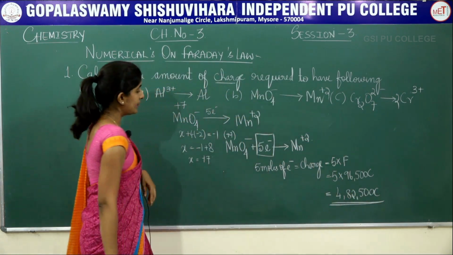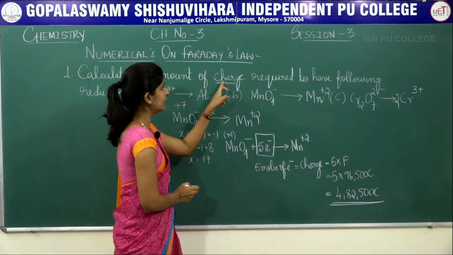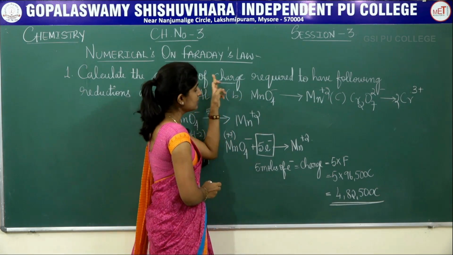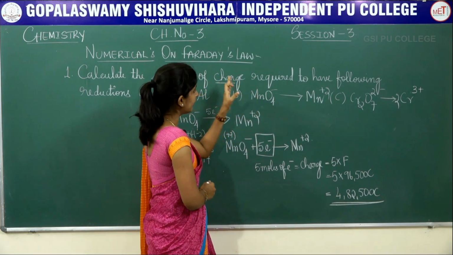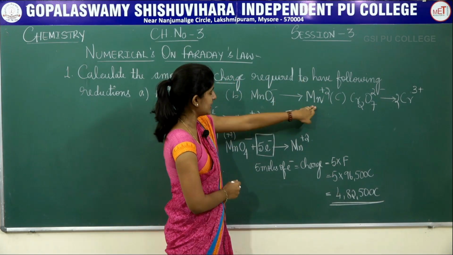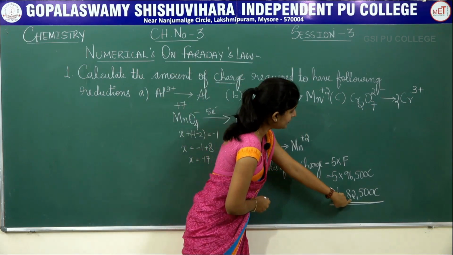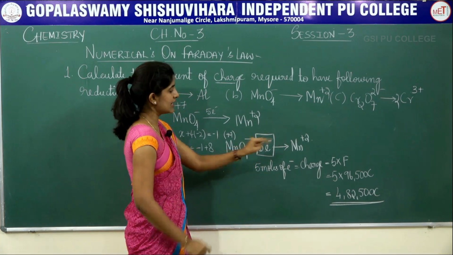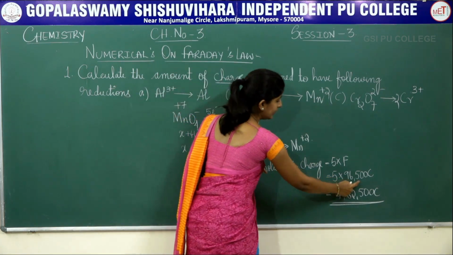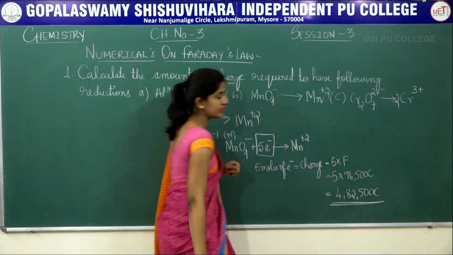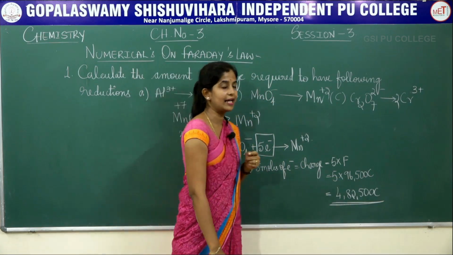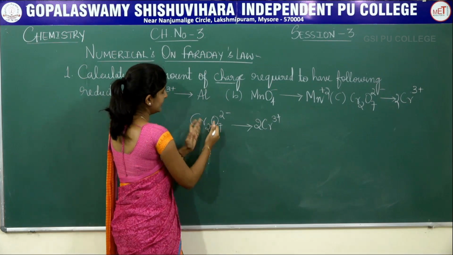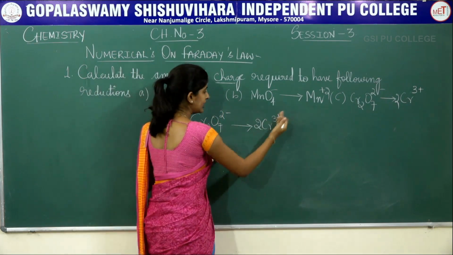The amount of charge is asked in coulombs, so you have to keep it in coulombs. So the amount of charge required to reduce Mn plus 7 to Mn plus 2 is 4,82,500 coulombs. So 5 moles of electrons is required. Charge of 1 mole is 96,500 coulombs. So 5 into 96,500 coulombs is equal to 4,82,500 coulombs. Next, Cr2O7 2 minus to 2 Cr3 plus.